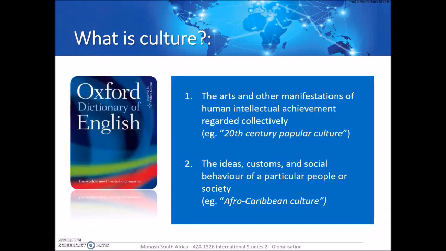So if we go back to what the Oxford Dictionary of English defines as culture, it says that culture is the arts and other manifestations of human intellectual achievement regarded collectively. So it's basically arts and literature, whatever things that are recognized collectively by a community. And secondly it also says that it's the ideas, customs, and social behavior of a particular people or society. So as you see, the first one rather links to what we could call global culture, and the second one rather to local culture. So it does include the two, right?